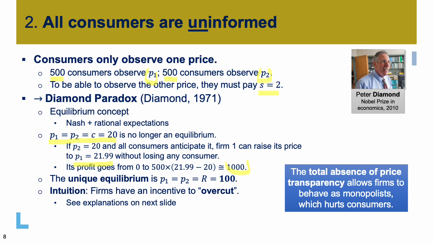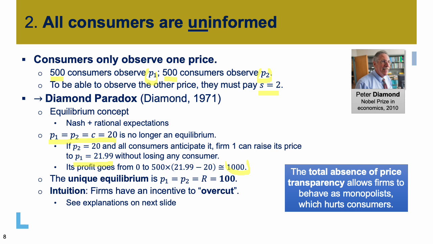Before, they wanted to set a price below the price of the other firm in order to attract consumers. Here, using the logic that I just explained, the firms are willing to set a price above the price of the other firm because the search cost and the fact that consumers know only one price allows them to do that without losing any demand.